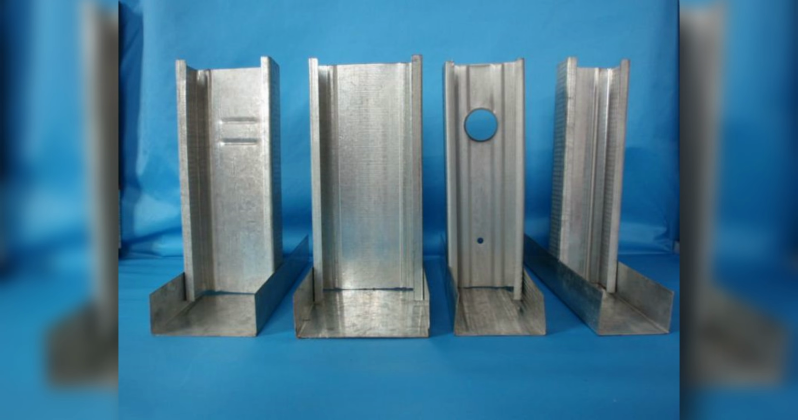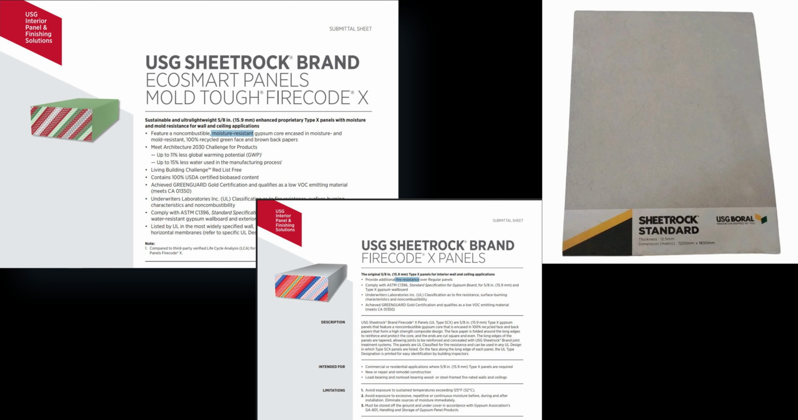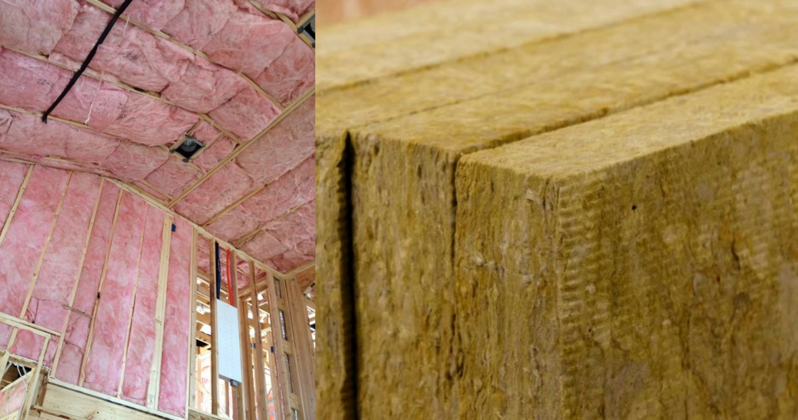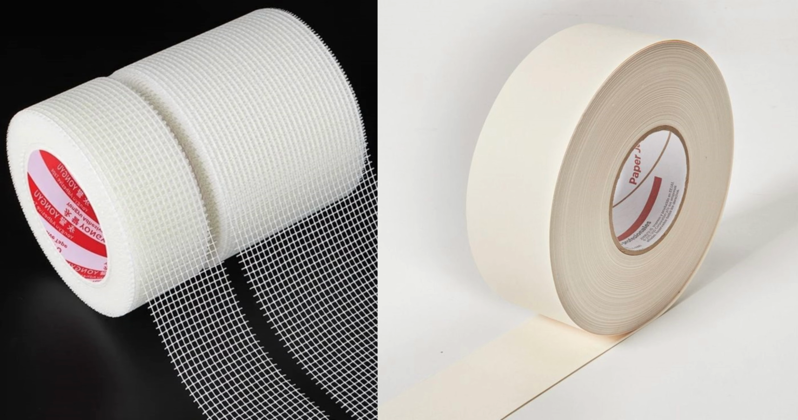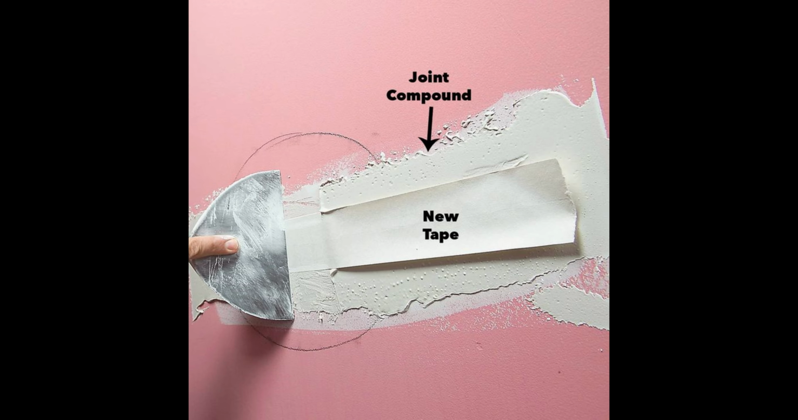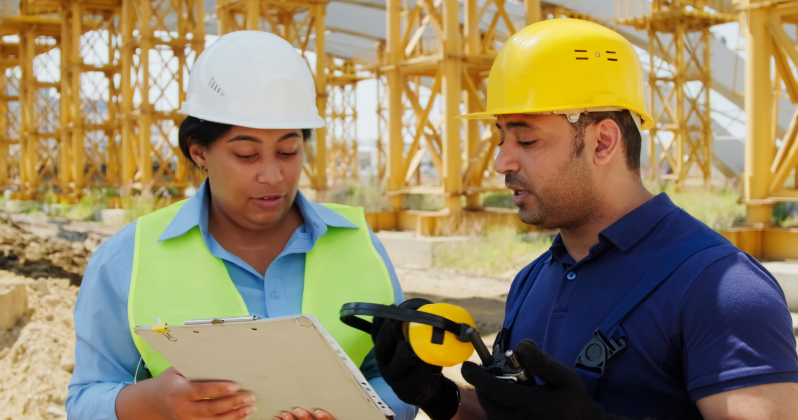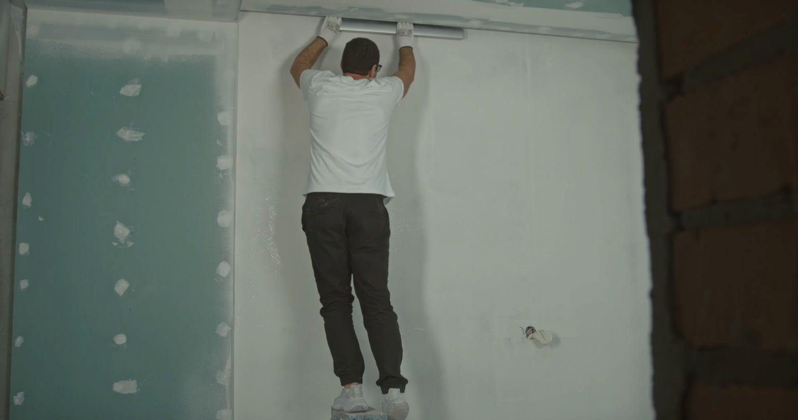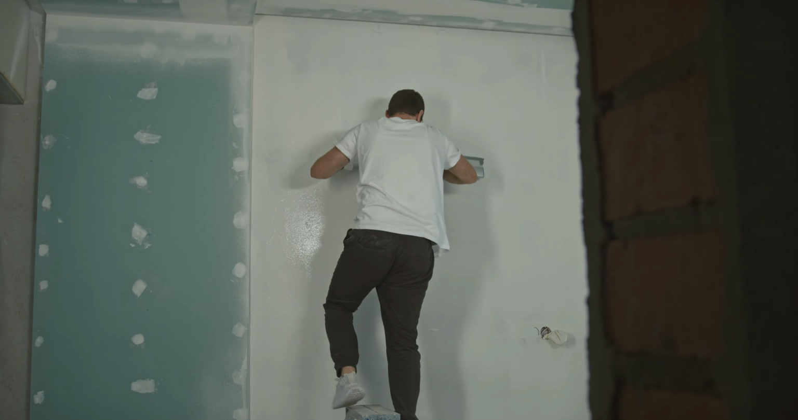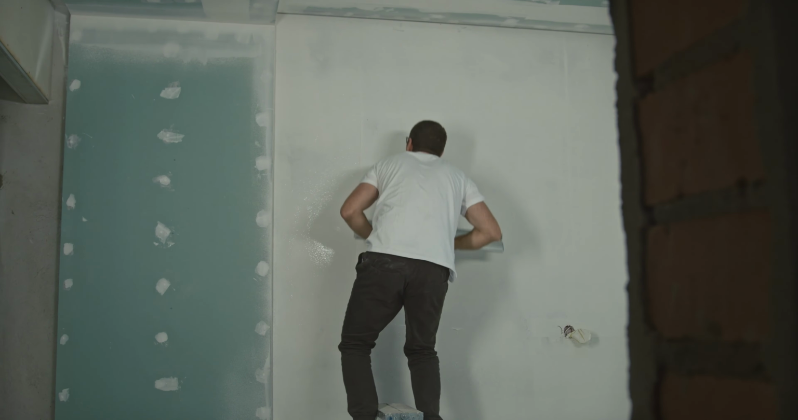Today we learned the major components of the drywall system: tracks, studs, gypsum boards, insulation, screws, tape, joint compound, and corner beads. Understanding these materials is the first step towards becoming a drywall professional. In the next video, we will explore different types of gypsum boards and learn where each one is used.